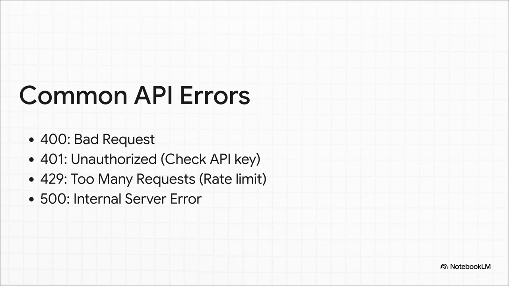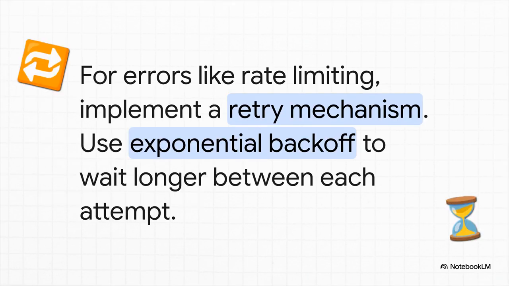And for those temporary glitches, like hitting a rate limit, don't just have your app give up. A really smart move is to build in a retry system, especially one with exponential backoff. All that means is your app waits a little bit, tries again, fails again. Okay, it waits a little bit longer this time, and then tries again. It's a simple trick that makes your app way more robust.